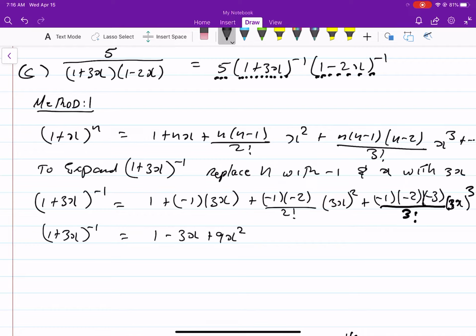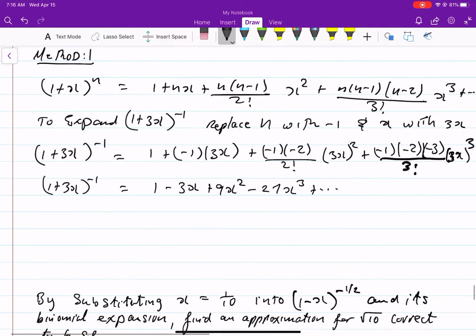The next one is minus. That's minus 6 upon 3 factorial, which is a minus 1. So that's minus from there, 27. Minus 27x cubed. And that's the expansion for 1 plus 3x to the minus 1: 1 minus 3x plus 9x squared minus 27x cubed. Okay, let's do the other one.